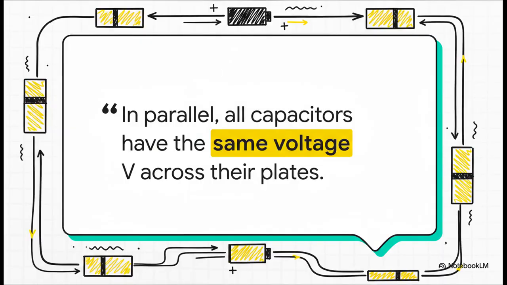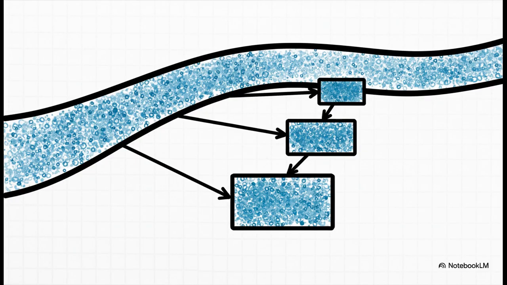And that direct connection is the whole key. Since every capacitor is wired to the exact same 2 points in the circuit, the positive and negative terminals of the battery, the potential difference, the voltage across each one must be identical. It's the same as the battery voltage V. That's the defining rule for parallel circuits. Now, since there are multiple paths, the total charge that flows out of the battery gets split up among the different capacitors.